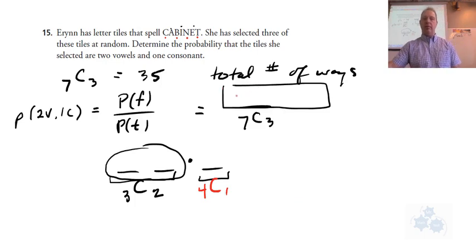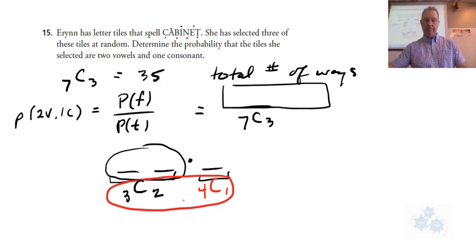So up here then, we have this right here, which is what? Someone figure that out here. What's 3 choose 2? 3. Times, what's 4 choose 1? 4. Good. Yeah. So we have 12 up here, and we have 35 down here, out of 35 total.